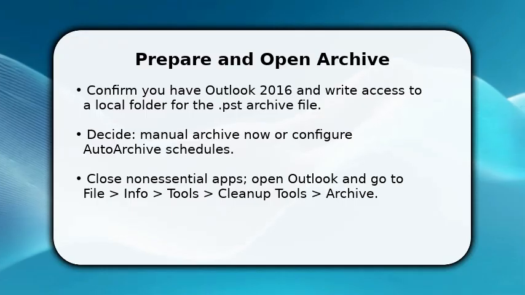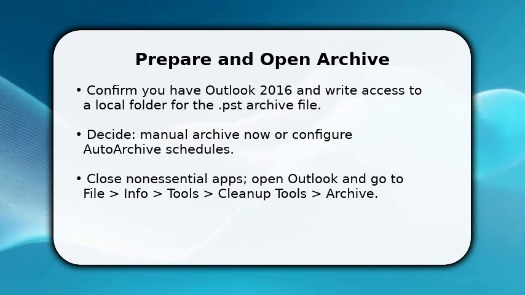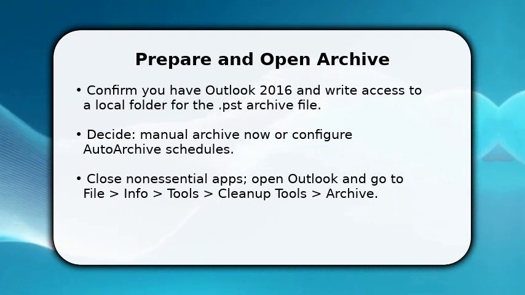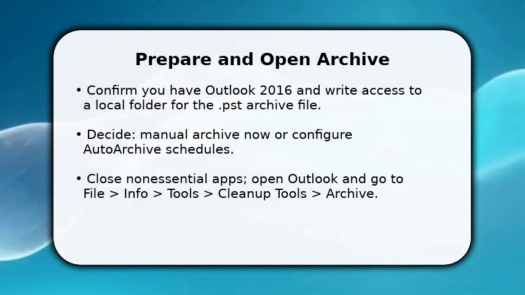Enjoy the video. You'll start by making sure Outlook 2016 is running and you have a local folder for the archive.PST file. Once done, decide whether to run a manual archive now or set auto archive schedules. Both use the same dialog. Make sure you close large attachments or sync processes so nothing blocks file writes.